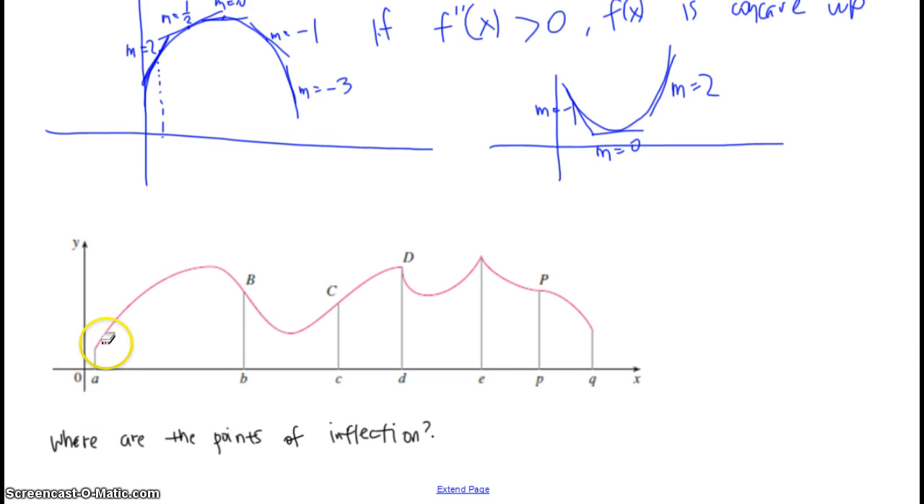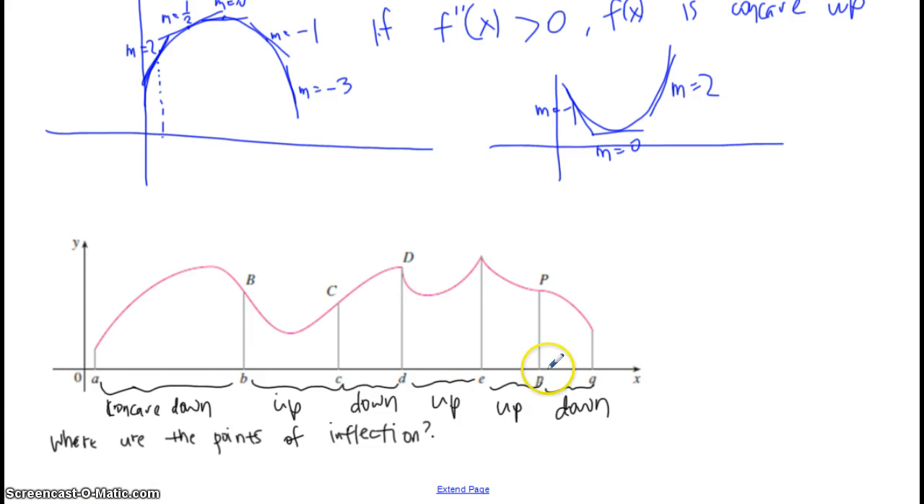Now take a look at this graph that you have. In the intervals from A to B, B to C, C to D, can you identify where it's concave up and concave down? This is what you should have gotten. Concave down in the first interval, up, down, up, and down. So where are the points of inflection? Points of inflection are actually where the concavity changes.